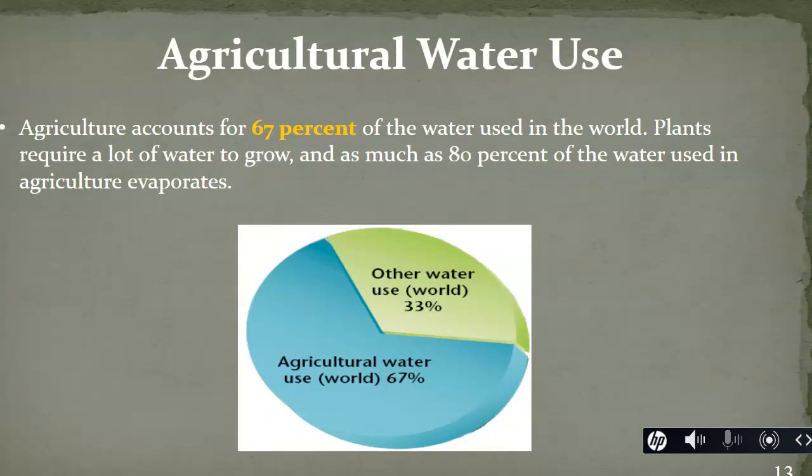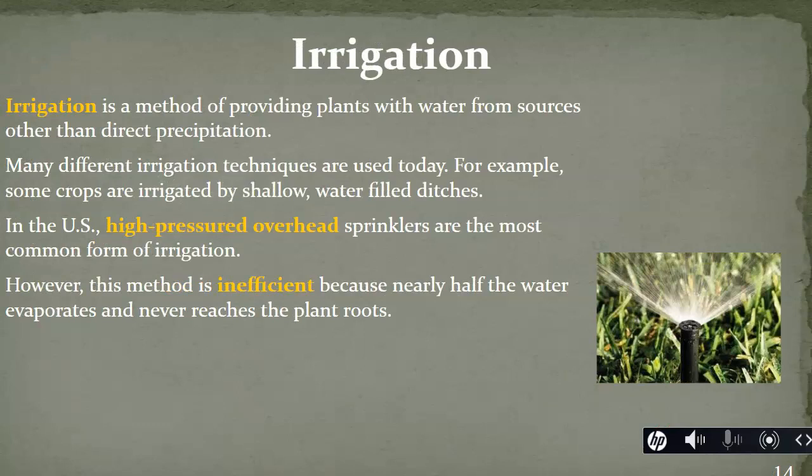In terms of agricultural water use, 67% of water used around the world is in agriculture. Okay? We talk about irrigation, right? We're providing plants with water from sources other than rain. So, lawns that have a sprinkler system, or even if someone goes outside to water the plants every day. And then we go to farms that have major sources of irrigation systems.